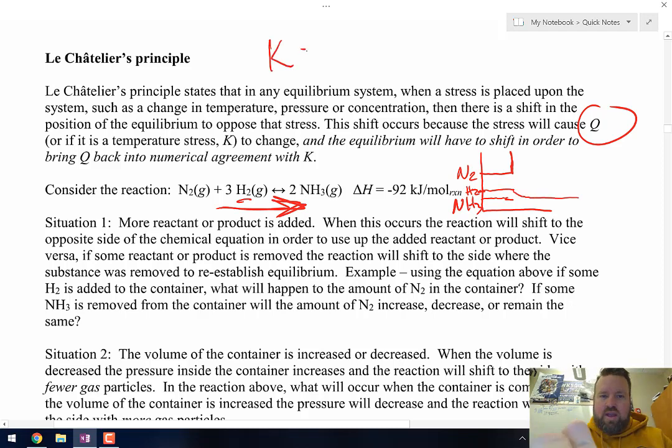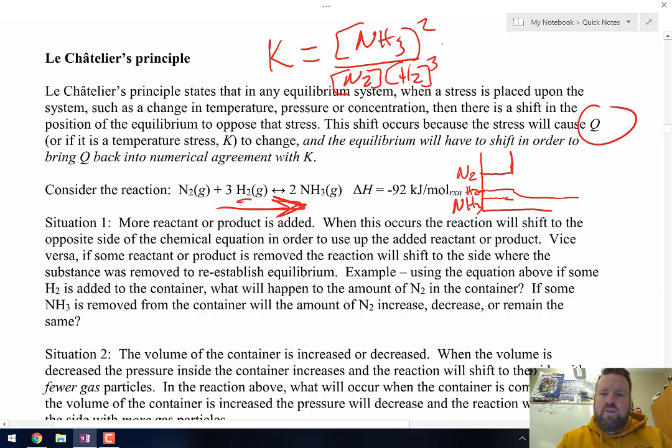So again, let's put the K expression up here. We've got the concentration of NH3 squared over the concentration of N2 times the concentration of H2 cubed. So we know H2 is going to go down. So H2 goes down. We also know that ammonia, because it's shifting to the right, is actually going to go up. So this one goes up. Well, wait a minute. In a fraction, if the denominator goes down and the numerator goes up, doesn't that mean that this number is going to get bigger? If those were the only two things, then absolutely yes.